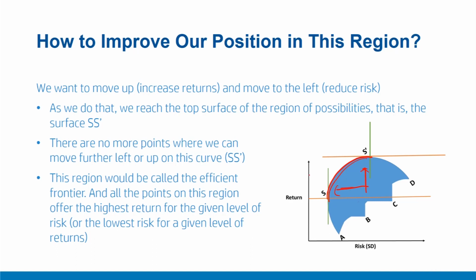For example, if you pick this level of return, the lowest amount of risk available for all the points in the feasible region would be on this, that is, on the surface SS dash. Similarly, if you pick a level of risk, let's say this level of risk, the maximum level of return available would be on this SS dash line here.